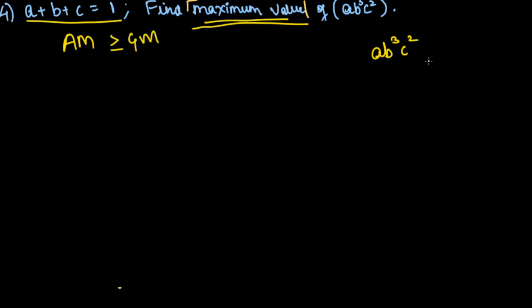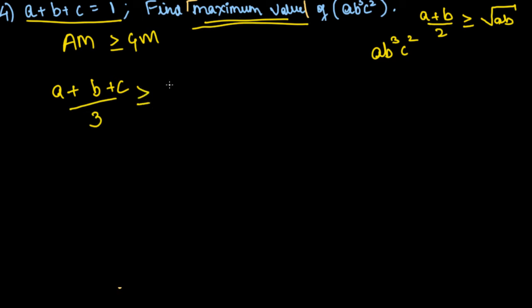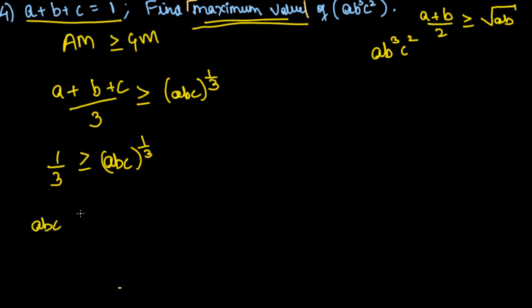By the way, the AM-GM inequality says that the average, or a plus b by 2, I'll write it in symbolic form, is greater than or equal to square root of ab. So how can we apply this in this sum? I'll just apply the AM-GM inequality without any manipulation of terms. So a plus b plus c by 3 should be greater than or equal to abc raised to 1/3. What is a plus b plus c? It's just 1. So 1/3 is greater than or equal to abc raised to 1/3. Now cubing on both sides, abc is less than or equal to 1 upon 27.